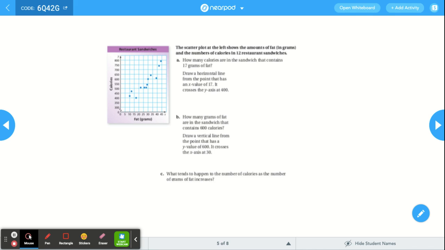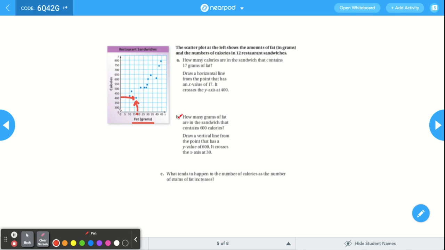So the first question that we see is, how many calories are in the sandwiches that contain 17 grams of fat? In order to do that, we would go down to this x-axis, which represents the number of fat in grams, and find the 17. That's going to be somewhere in between the 15 and the 20, and then we would go up from there. You can see there is a dot for a sandwich that has 17 grams of fat, and then the question was, how many calories are in that? Looks like there are 400 calories in that sandwich. So we're just interpreting what these dots are to start.